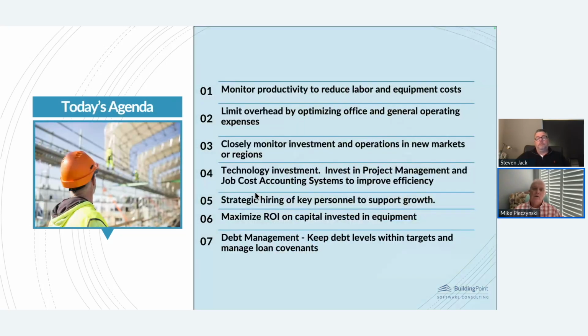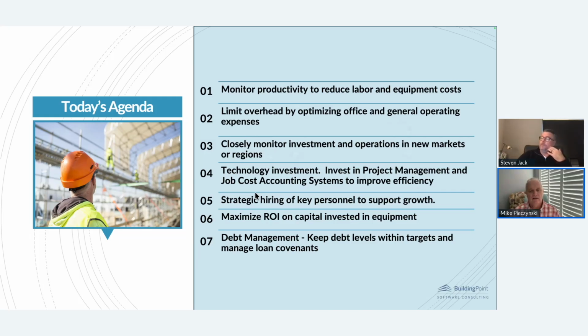All right, so how are we going to get there today? The agenda: we'll look at analyzing labor and equipment cost on our job costing, including productivity. That's such a key component for self-perform. We'll also look at managing and minimizing overhead costs. That's important to all of us in our businesses.